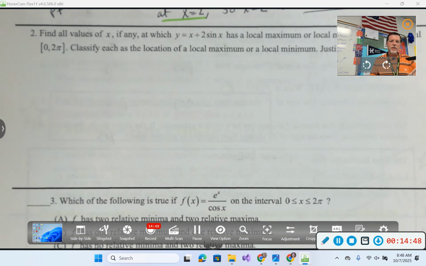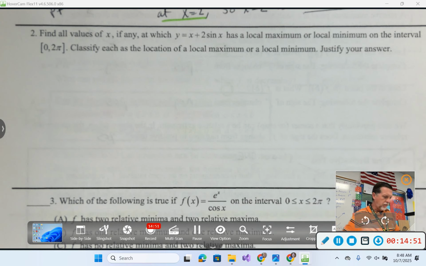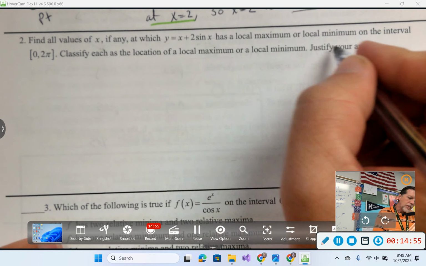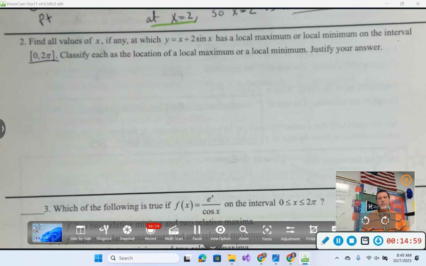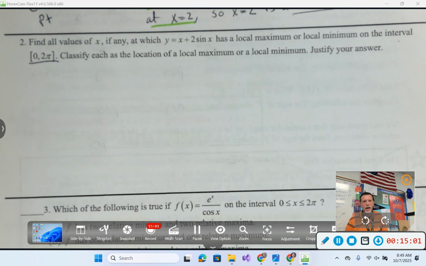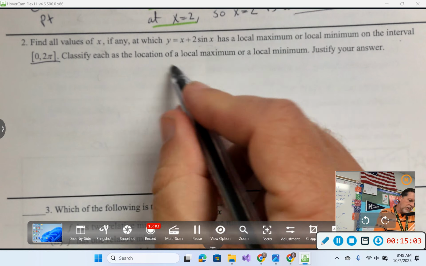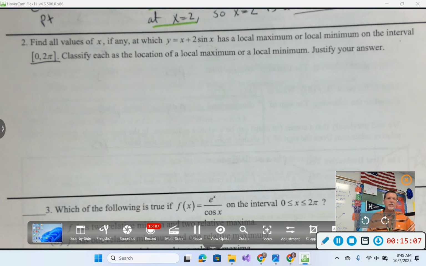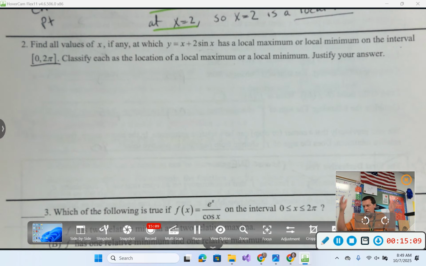Number 2. Find all values of x, if any, at which y equals x plus 2 sine x has a local max or local min on the interval 0 to 2 pi. So I'm not looking everywhere, just 0 to 2 pi. Classify each location as a max or min. Justify your answer. That's basically the same question as number 1, except I'm restricted to 0 to 2 pi.